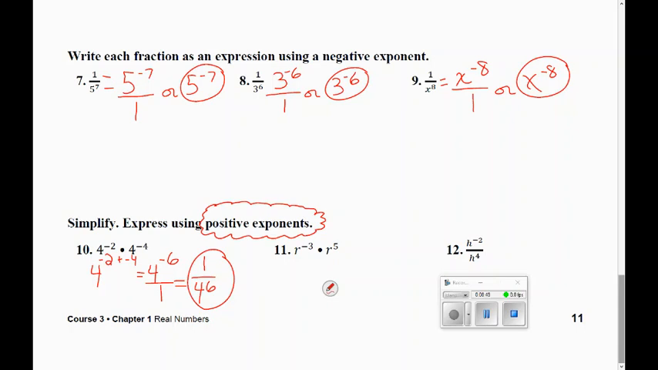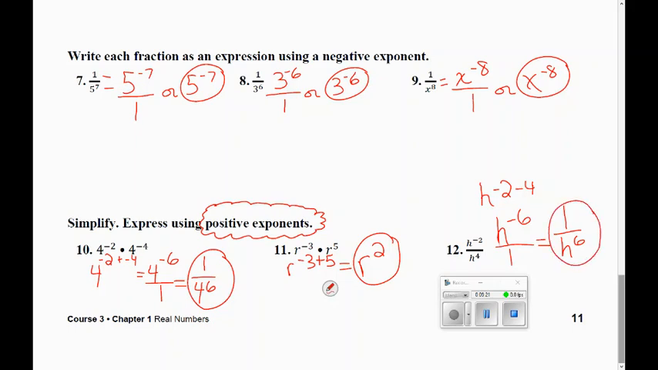Okay, same way for r. We're going to add negative 3 plus 5, and we end up with a final answer of r to the power of 2. Because 2 is positive, we do not need to make this into a fraction and flip it over. Number 12 is h to the negative 2nd minus 4, and that would give us h to the negative 6th. But again, it's a negative exponent, so we want to go ahead and put a 1 on the bottom and flip the fraction over. So 1 over h to the 6th. So that's our lesson 1.5 notes.